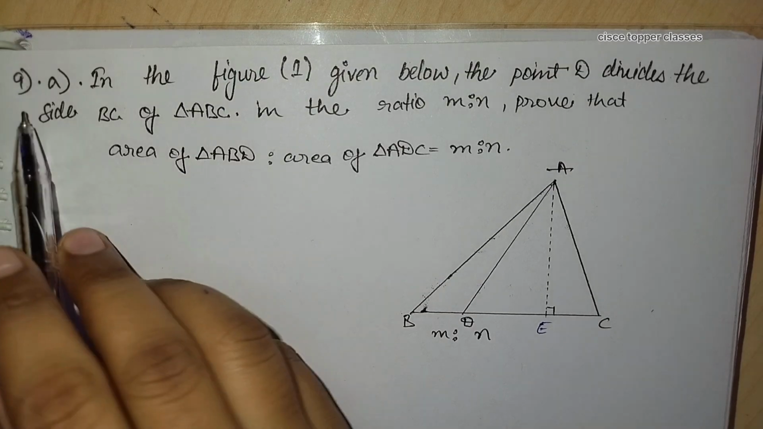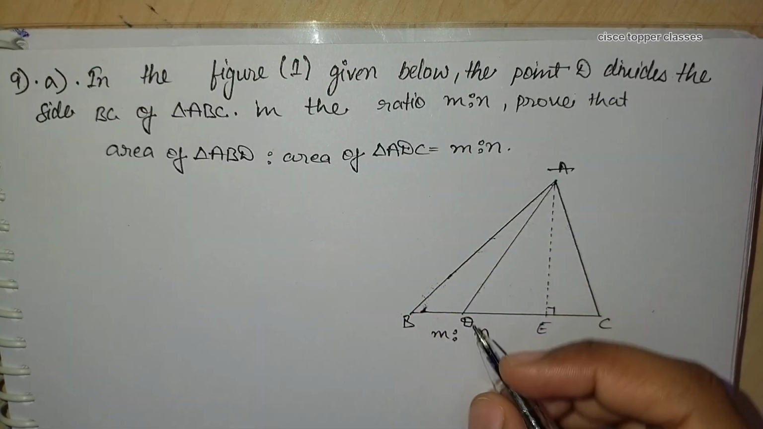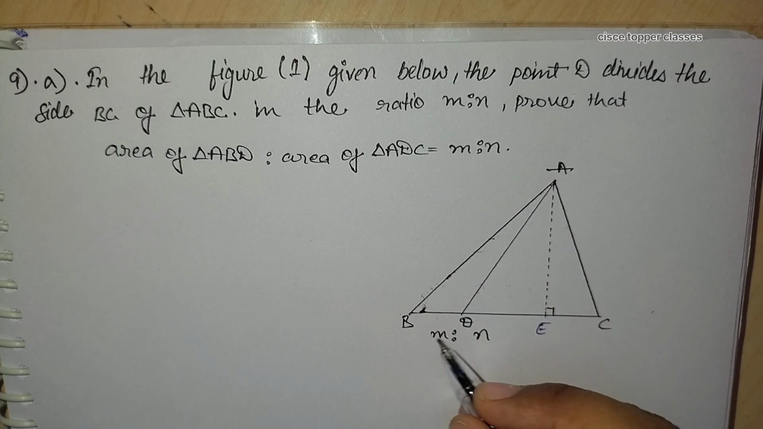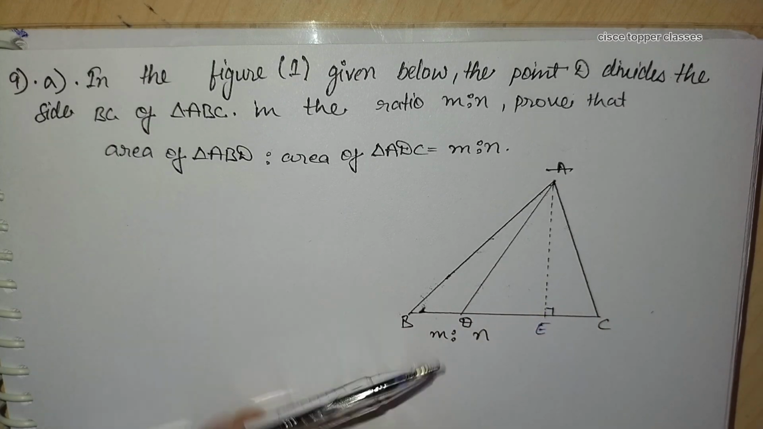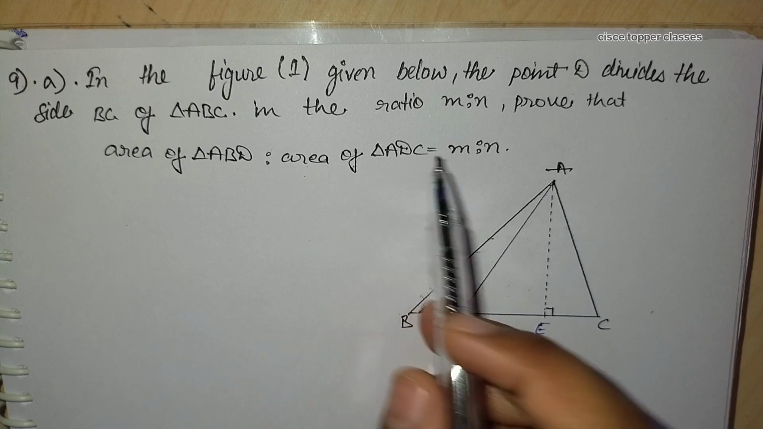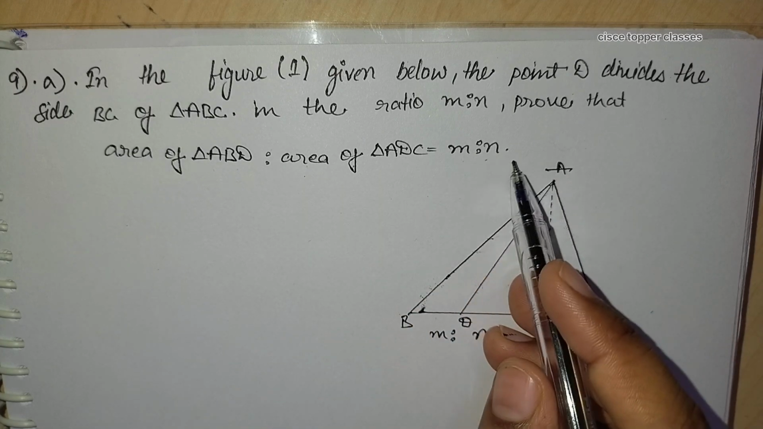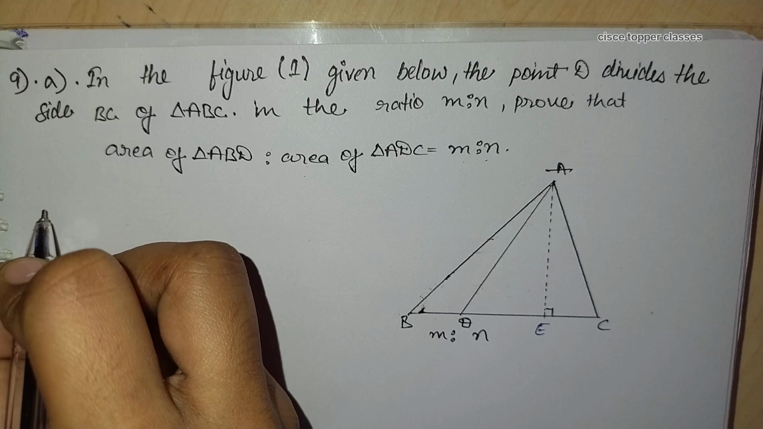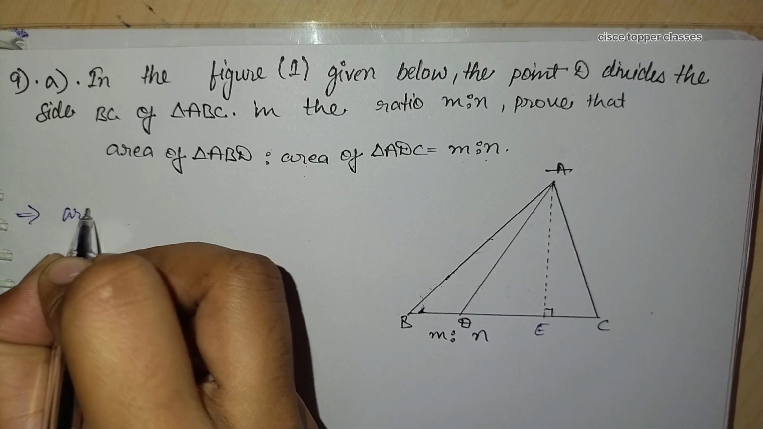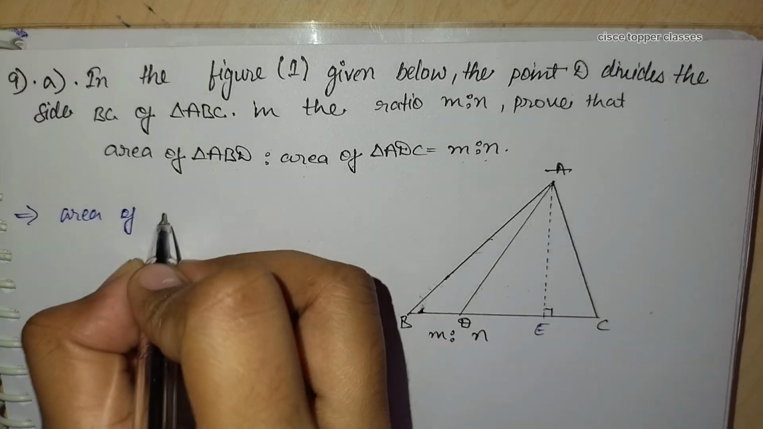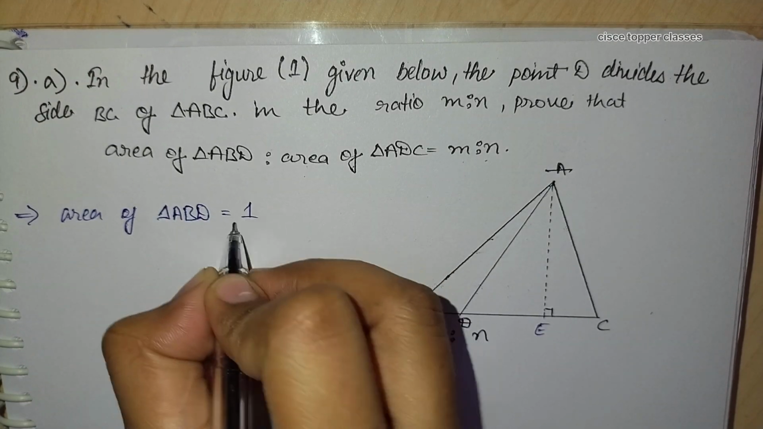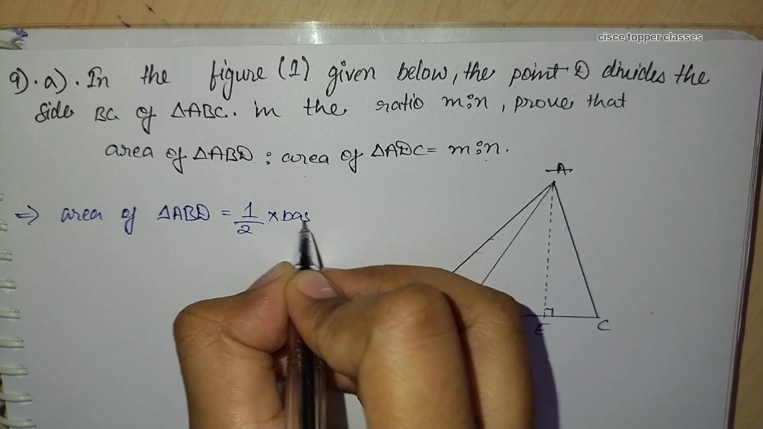Let us solve 9 first part. In the figure given below, the point D divides the side BC of triangle ABC in the ratio M ratio N. Then prove that area of triangle ABD ratio area of triangle ADC is equal to M ratio N. So here firstly we have to prove this part. So for proving this we can write area of triangle ABD is equal to half into base into height.